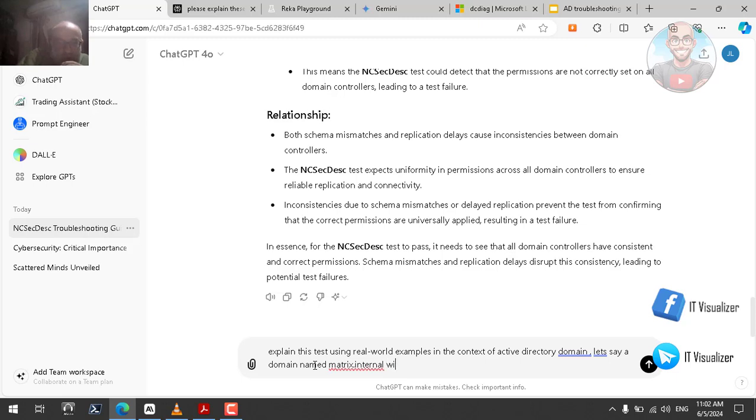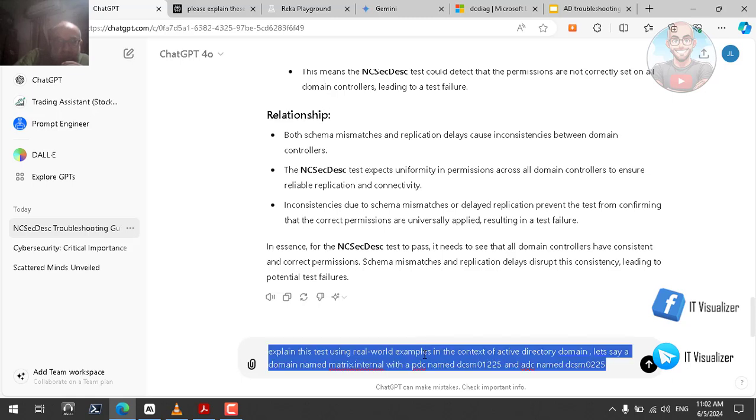with a PDC named DCSM0125 and an ADC named DCSM0225. Okay, so we are giving him an example to explain this test, and let's see what will be the answer.